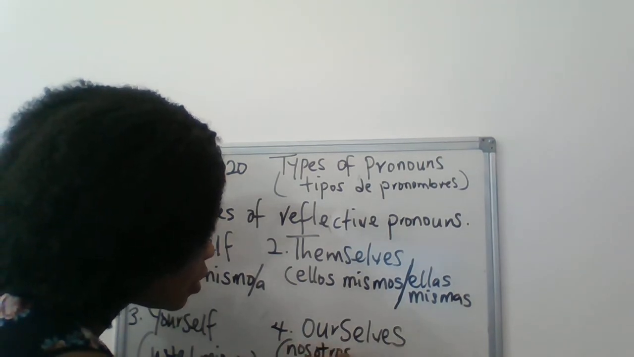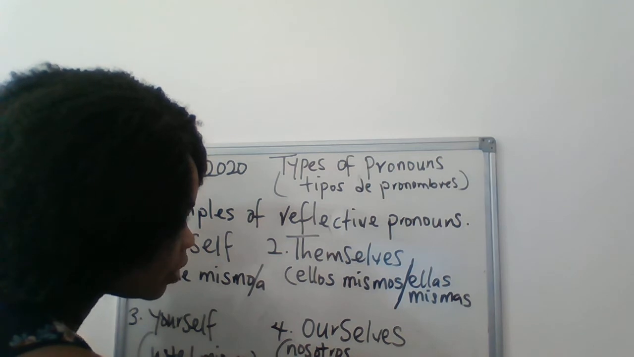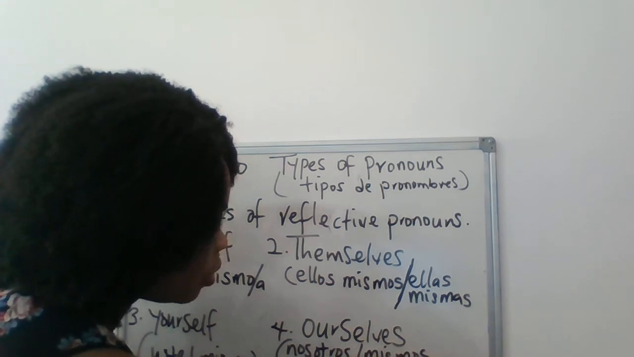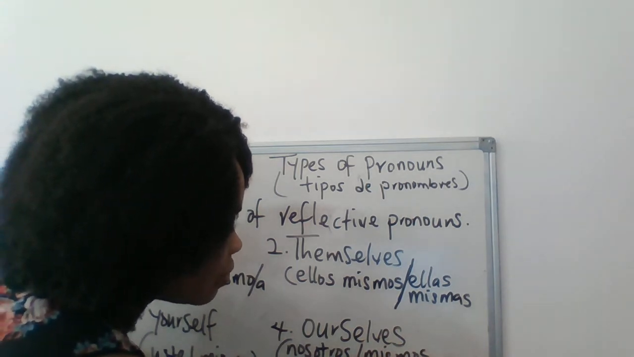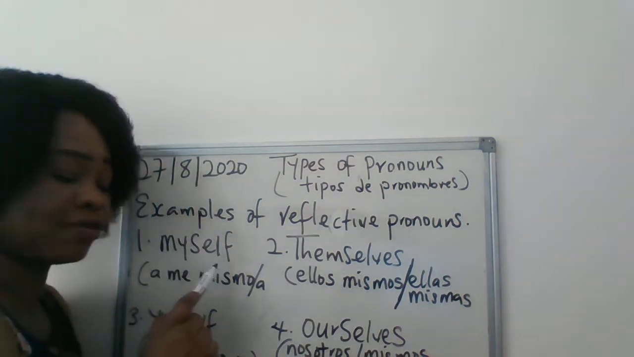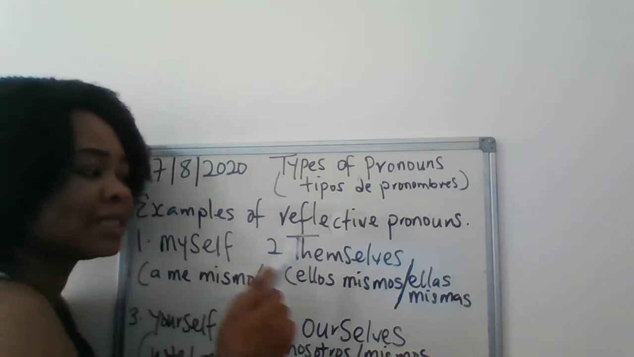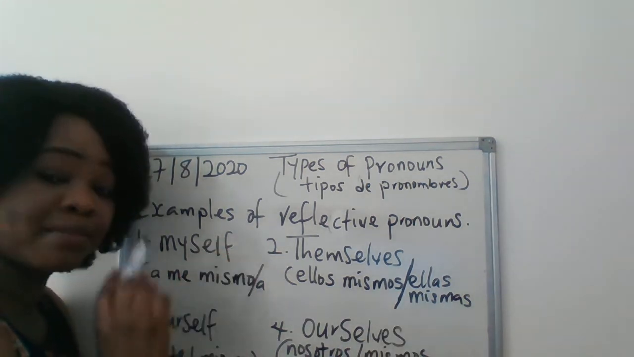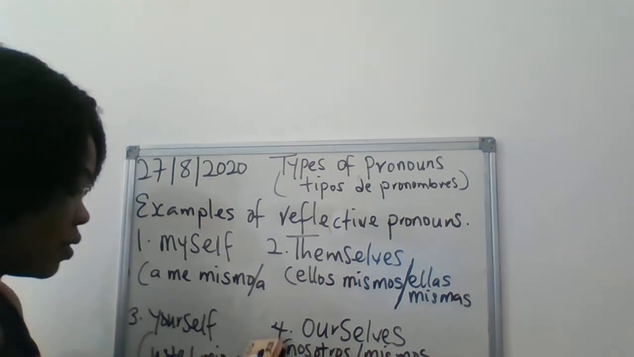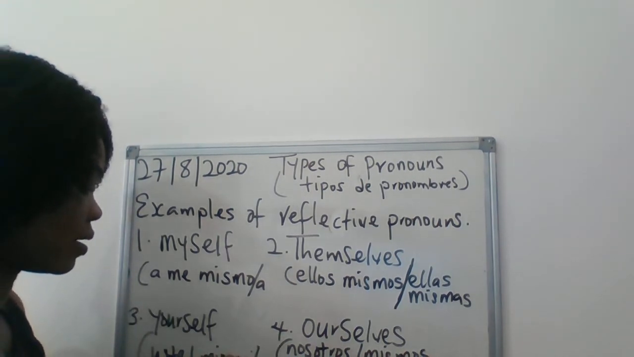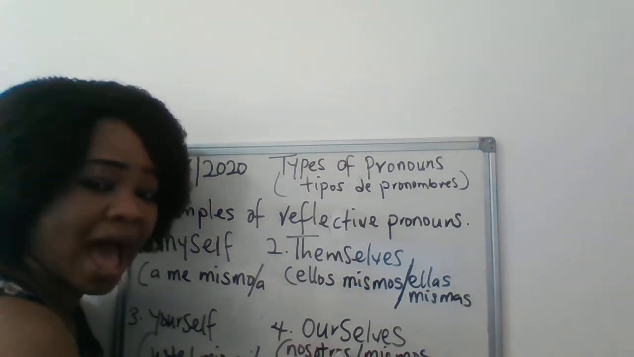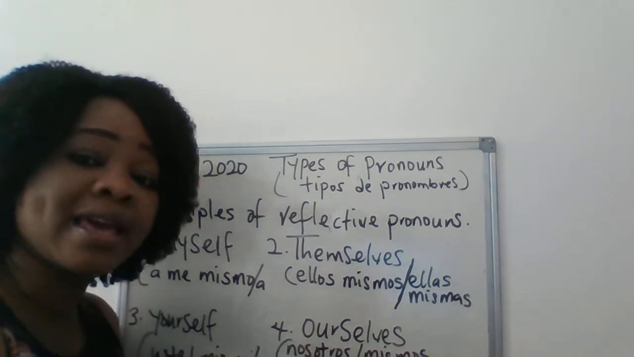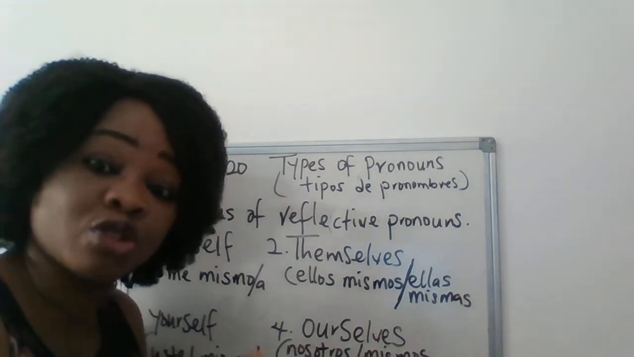Nosotros, or nosotras, mismo, mismos, or nosotras misma. Okay, myself, a mí mismo o a mí misma; themselves, ellos mismos o ellas mismas; yourself, usted mismo o usted misma, depending. Okay, just like to put the A here since there is no space. So ourselves, nosotros mismos or nosotras mismas, depending on the masculine and the feminine object or subject you're talking about, okay?